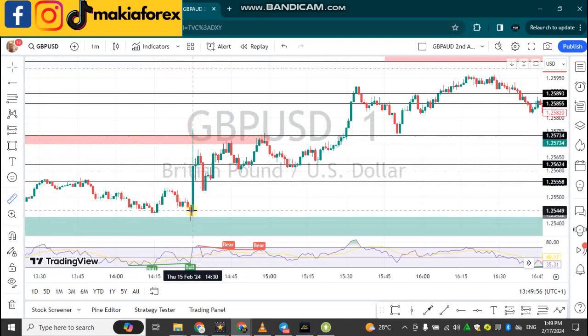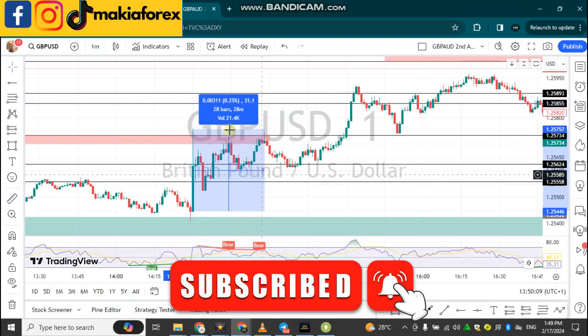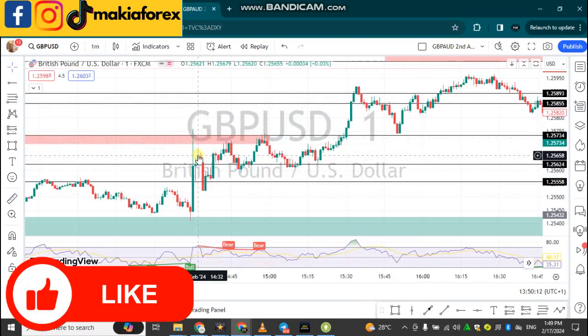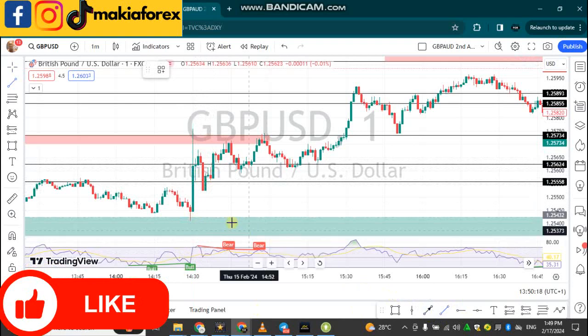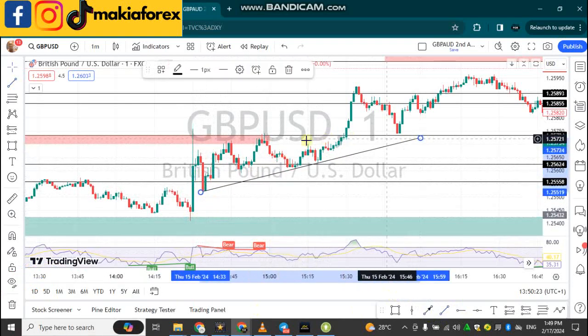So price moved from this area all the way up to this particular area. That is a whopping 31 pips in one candle, in the 1 minute candle, 31 pips before pulling back down. You can see when price pulled back down, it formed a new support around this area. Then it just kept forming a series of higher highs and higher lows, and finally broke the zone.